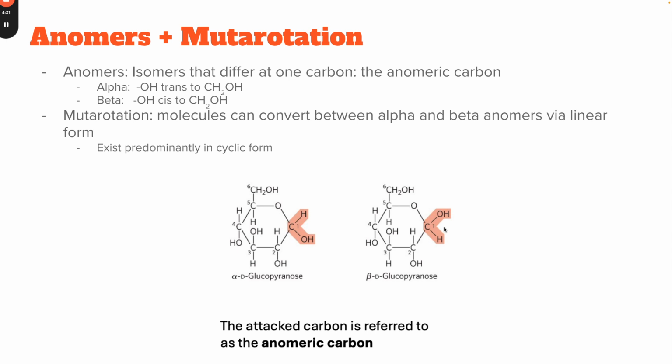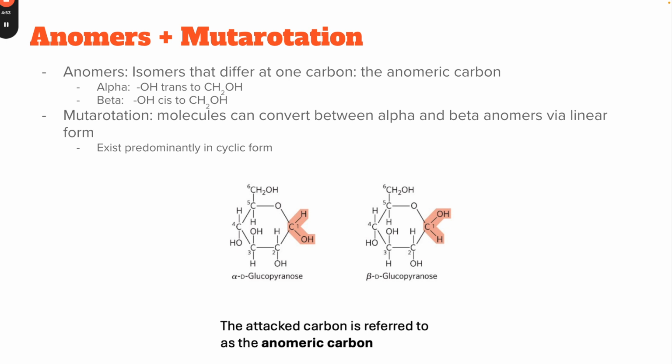Mutarotation is basically molecules interconverting between alpha and beta anomers via the linear form. So these rings are formed, and then they split up into a linear form, and then they reform. When they reform, they can switch between the alpha or beta form, just because of SN2 or substitution reactions from orgo.